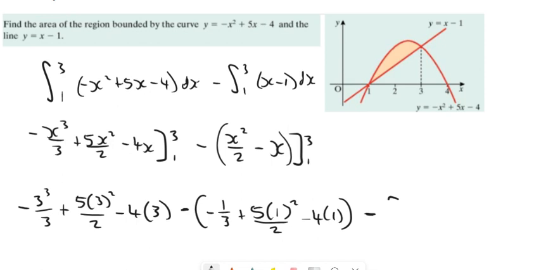Now, so minus, and then it'll be 3 squared over 2 minus 3. And then we still have to subtract, putting in a 1, so 1 squared over 2 minus 1.